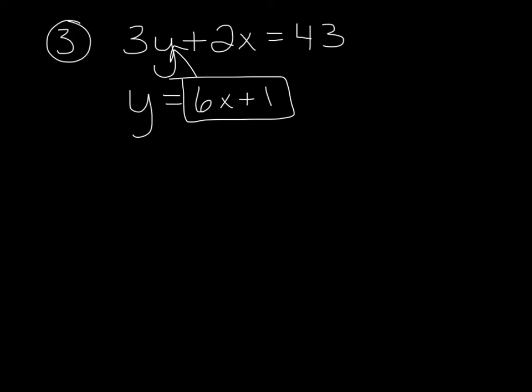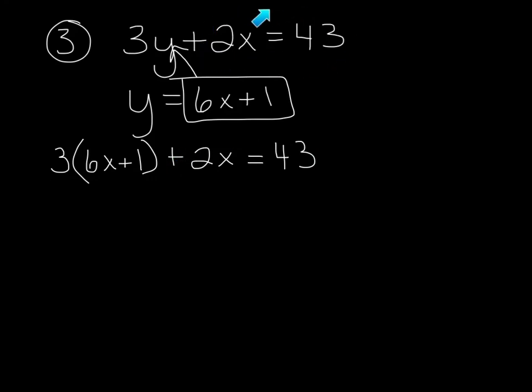Now, the 6x plus 1 does not replace the 3. It only replaces the y. So we write that like this. 3 times 6x plus 1. So we show that with parentheses. 3 parentheses 6x plus 1 plus the 2x, remember that doesn't go away, equals 43. So remember, this part right here is just this part of the equation. This 3 stays right here. The only thing that was replaced was the y. And it was replaced with 6x plus 1 because that's what y is equal to.